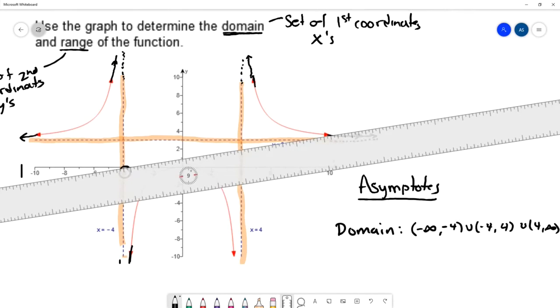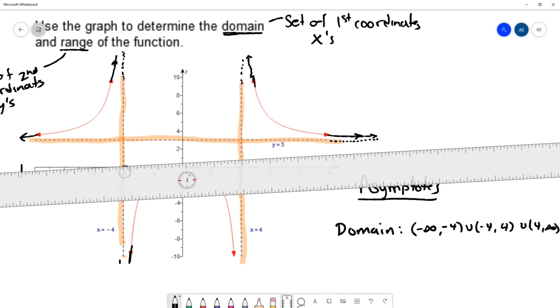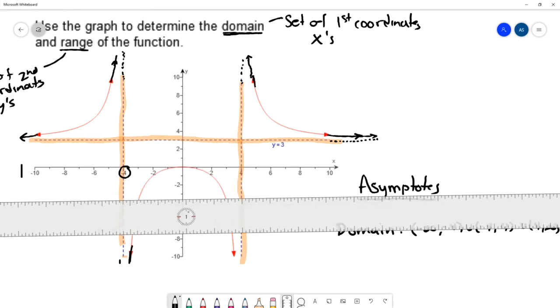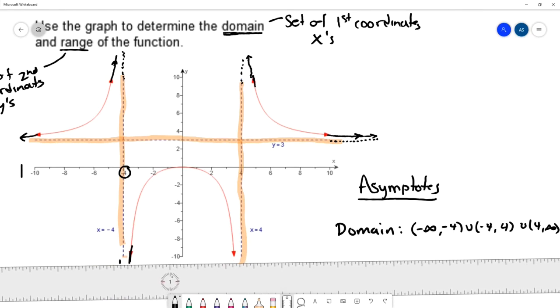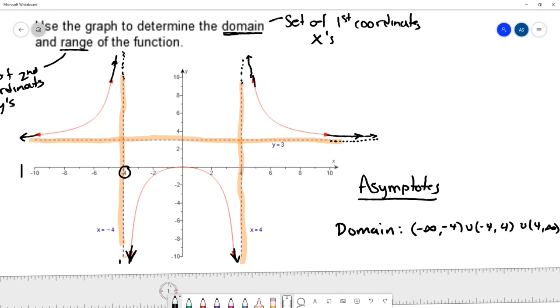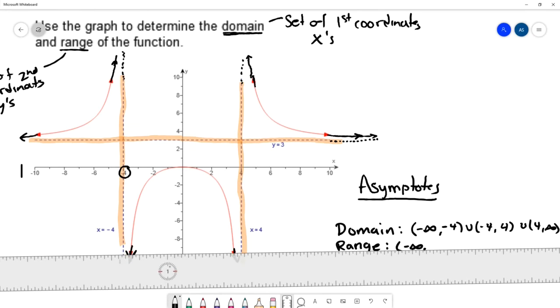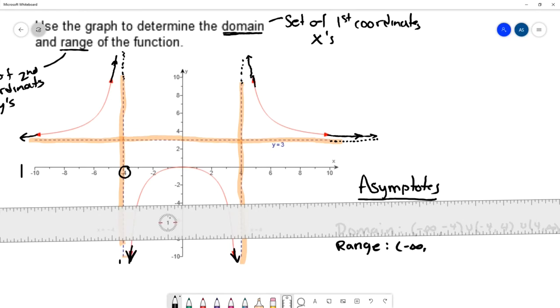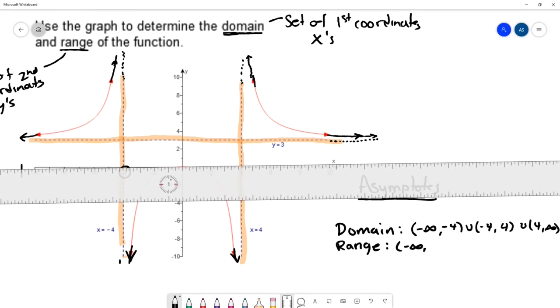So then for the range, we want to look at the y value. So I'm going to hold my pencil horizontally, and I'm going to go from bottom to top. And notice down here at the bottom, I am touching the graph because these arrows go down forever. So my range will start at negative infinity. I'm touching the graph all the way until right here at a y value of 0. So my range will stop at 0.